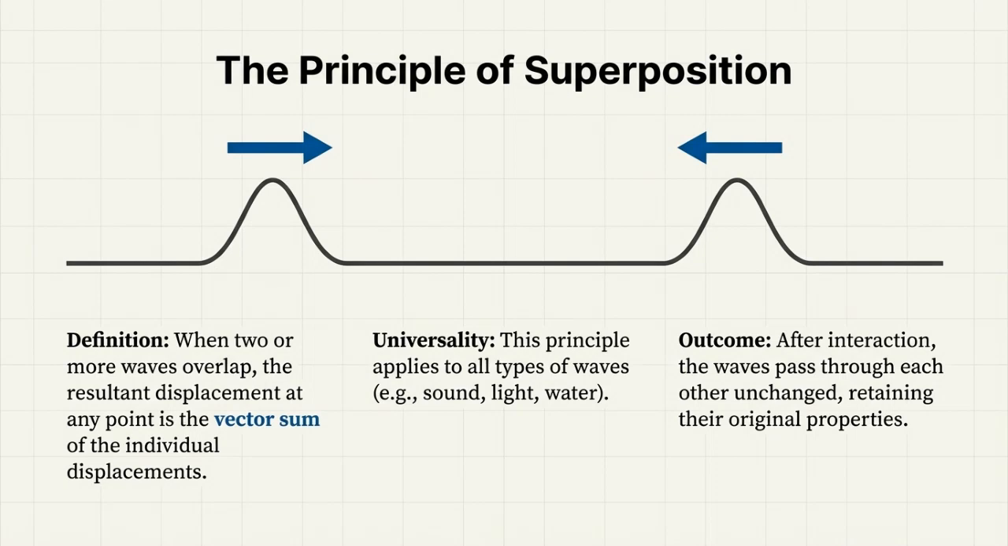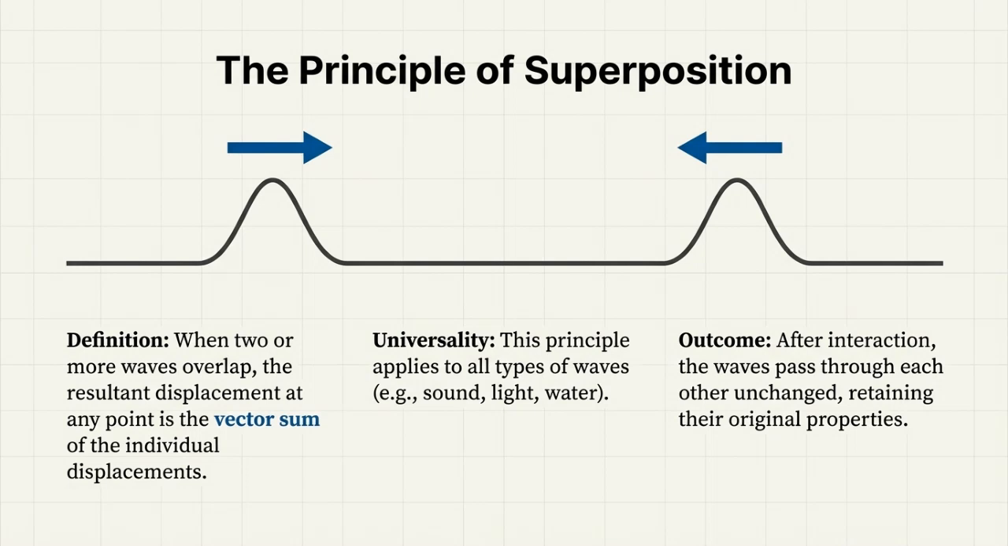The principle of superposition explains what happens when two or more waves meet and overlap. The displacement at any given point is the combined effect of each of the two waves' individual displacements, added together as a vector sum. This means we take both the size and direction of each wave's displacement into account.